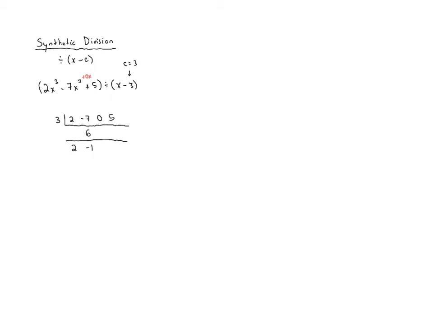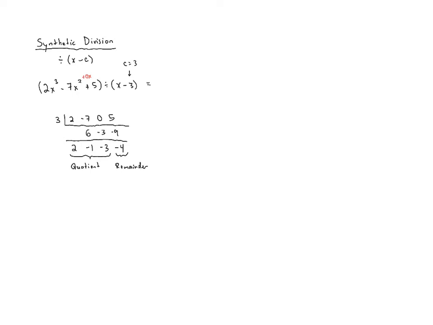And then we're going to multiply again. -1 times 3 gives us -3. And then we're going to add these. 0 plus -3 is -3. And then we're going to multiply again. -3 times 3 is -9. And then we add 5 plus -9 is -4. And the first numbers that we get, all but the last one, give us the coefficients of the quotient. And then the one over here gives us the remainder.